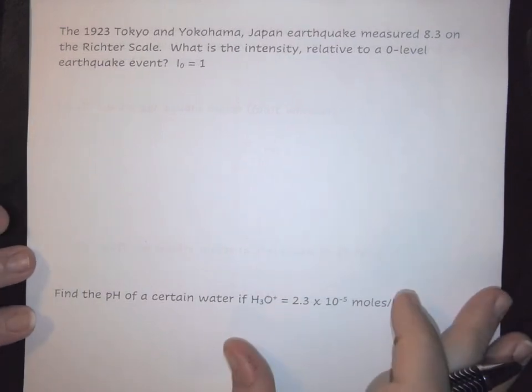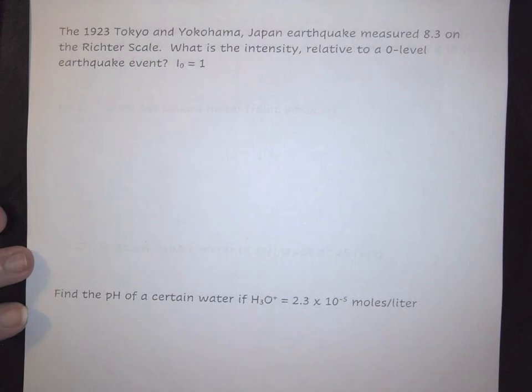So this one is talking about the 1923 Tokyo and Yokohama, Japan earthquake. Now they measured that earthquake to be 8.3 on that Richter scale, and the question wants you to work backwards. It wants to know the intensity. So here's a little thing about earthquakes. When you have the seismographs going off, what the seismograph is actually doing is measuring the intensity. We then use an equation to calculate that Richter scale that then gets reported. So that 8.3 number is actually calculated.